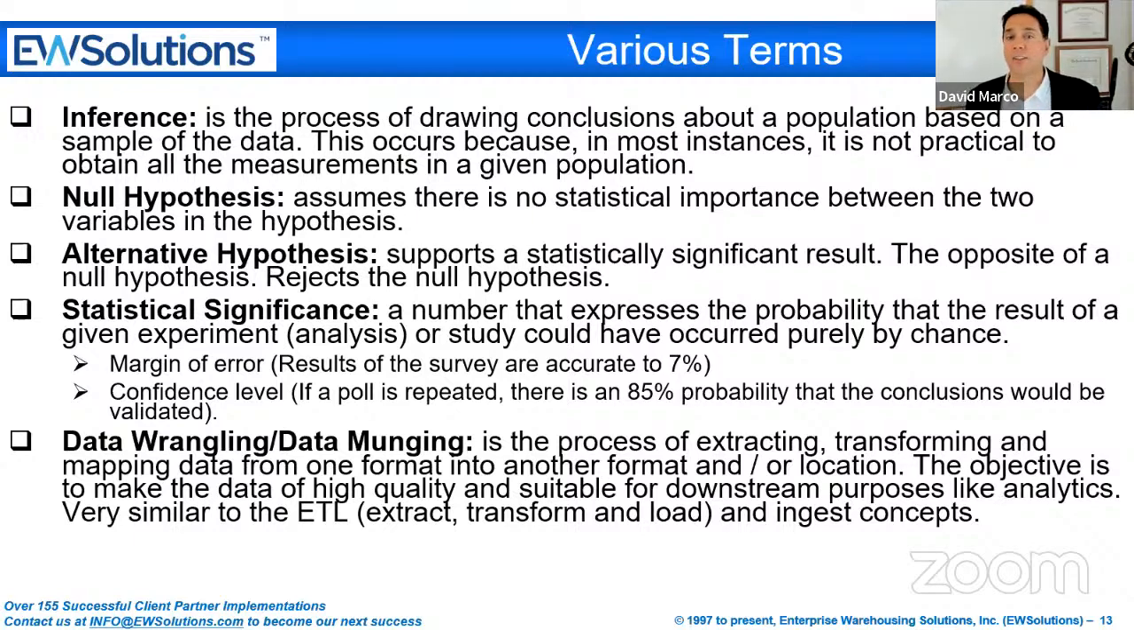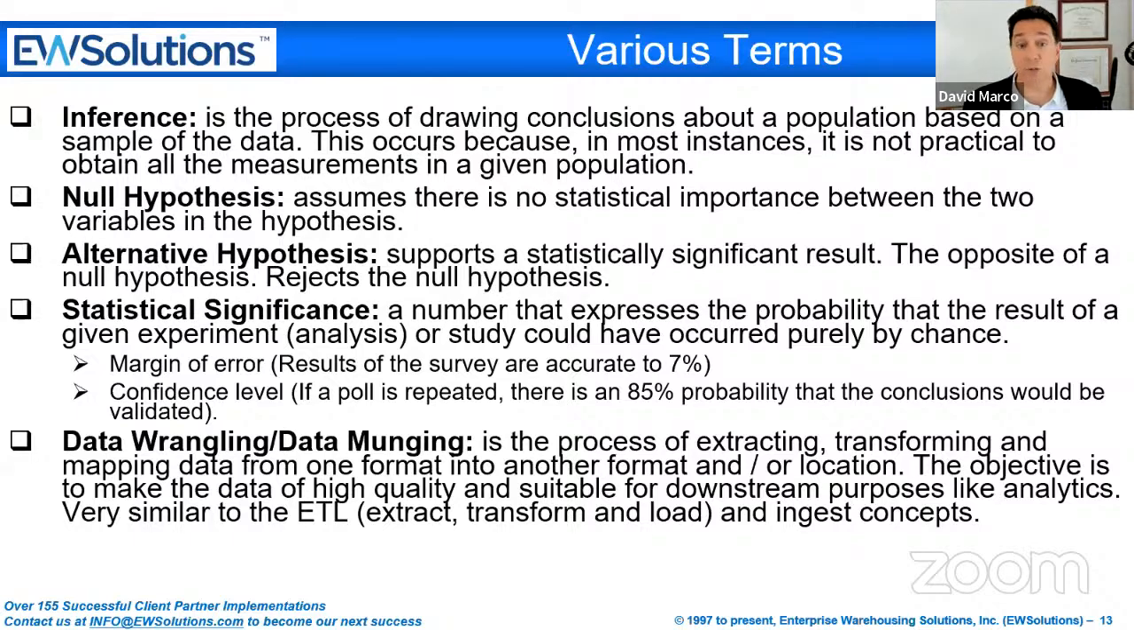Let me keep going. A null hypothesis. This assumes there is no statistical importance between two variables of a hypothesis. So what the heck did I just say? What did statistical importance mean? What the heck is a hypothesis? When you're a data scientist, you're testing hypotheses. I believe that if the weather is warmer, more people will eat ice cream. And I define warmer as breaking 90 degrees or more.